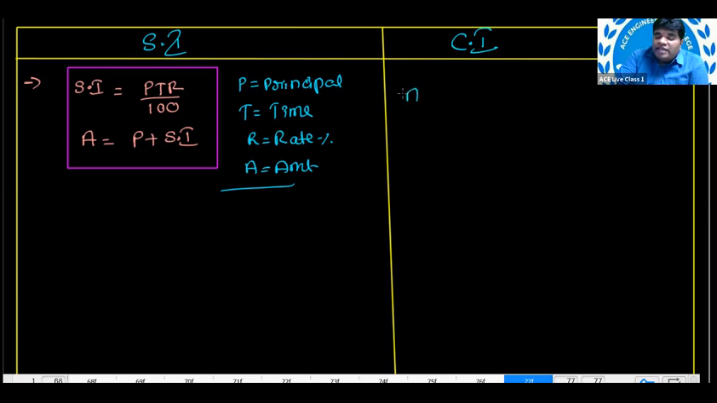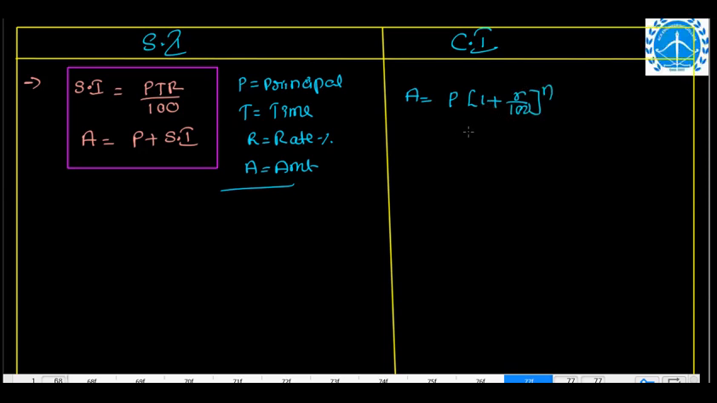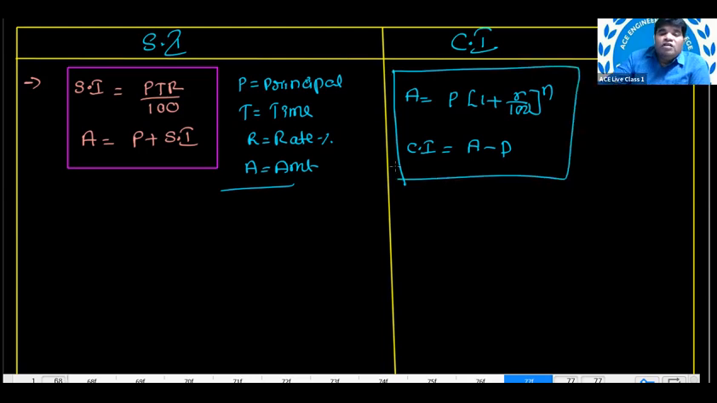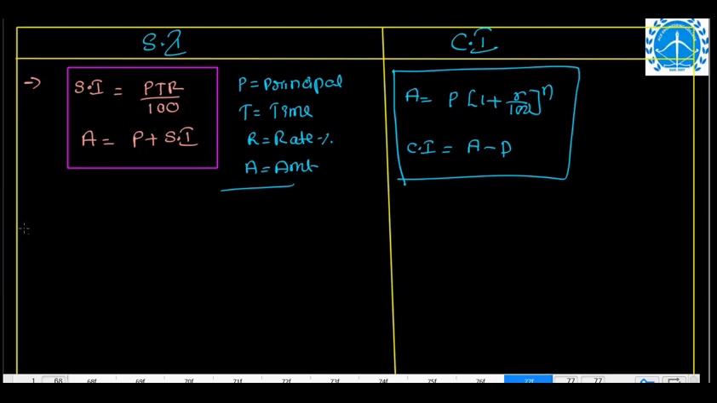First of all, we calculate the amount. Amount is equal to P into 1 plus R by 100 whole power n, the formula you used yesterday in percentages. After getting the amount, we calculate compound interest as amount minus principal. The remaining money is called compound interest. Is it okay now? Yes, sir.